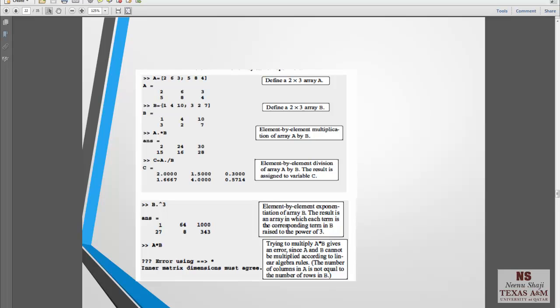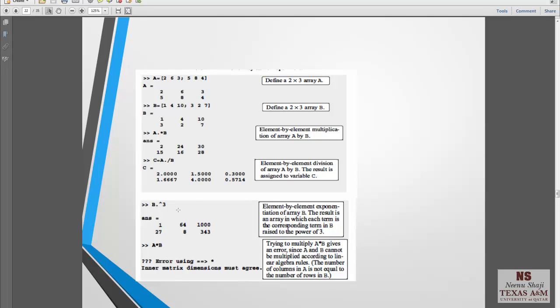We have A and B, which are two matrices. They have the same size, 2 by 3. A dot star B implies every element in the respective positions get multiplied. C equals A dot right division B. So 2 is divided by 1, 6 divided by 4, 3 with 10, and similarly for the remaining.